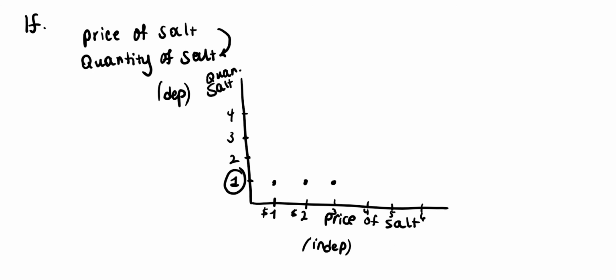At 3, they buy 1. At 4, they buy 1. At 5, they buy 1. At 6, they buy 1. When I connect this, what do I have? A horizontal line. This tells me there is no relationship. No matter the price, I'm buying the same quantity. And again, this corresponds with panel D.